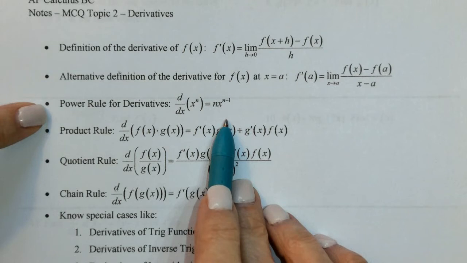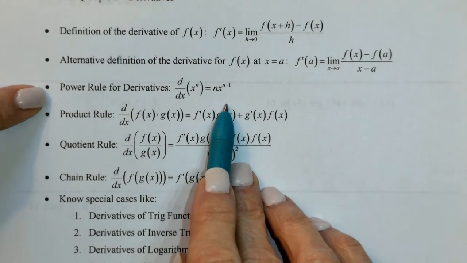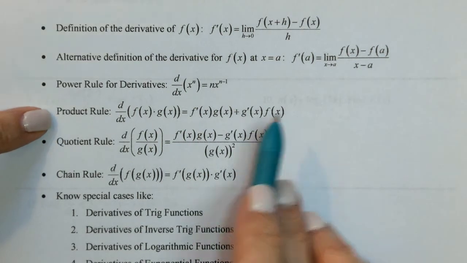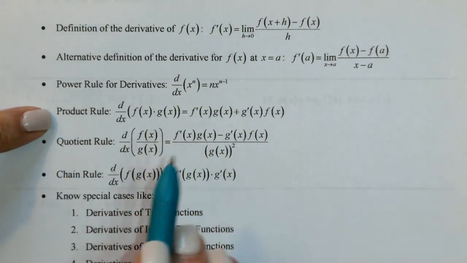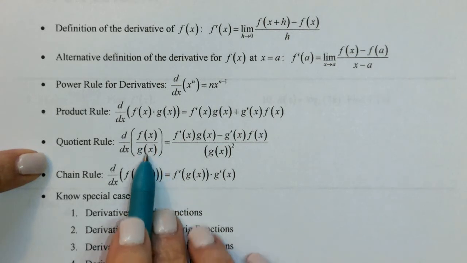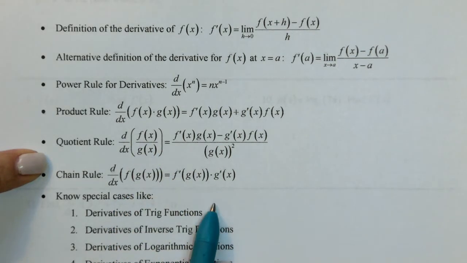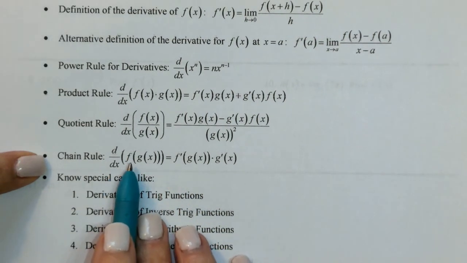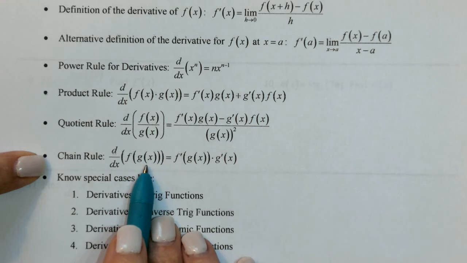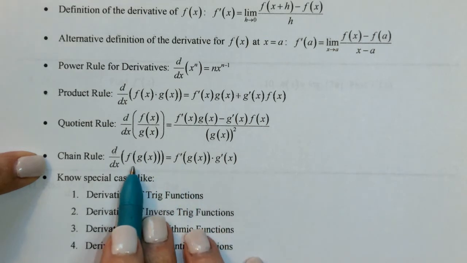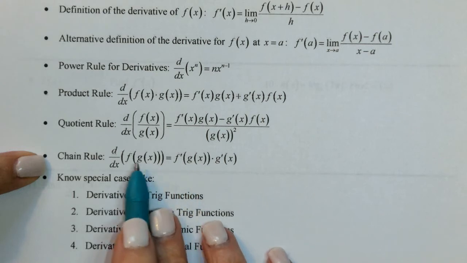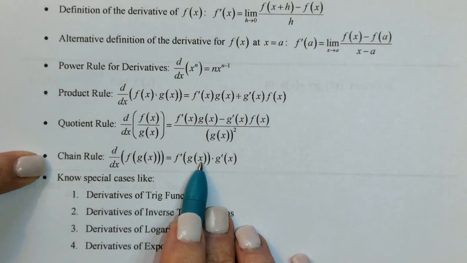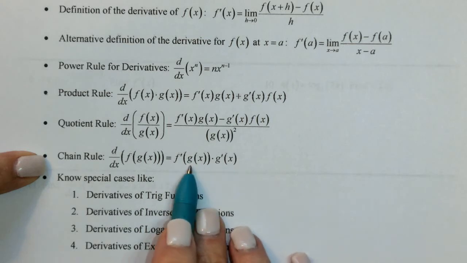We have the power rule for derivatives, which we have used extensively. We know the product rule for finding the derivative of a product of two functions, and the quotient rule for finding the derivative of a quotient of two functions. And we have the chain rule, which is the derivative of a composition of functions. So know that when you're applying the chain rule, you take the derivative of the outer function, keeping the inner function the same, and then you multiply by the derivative of that inner function.